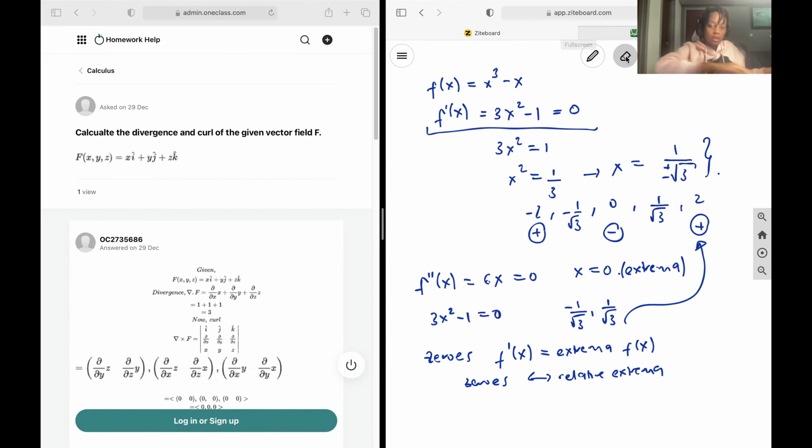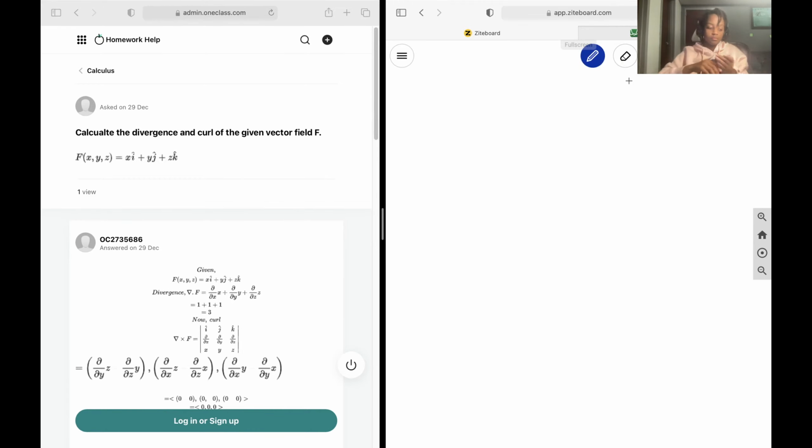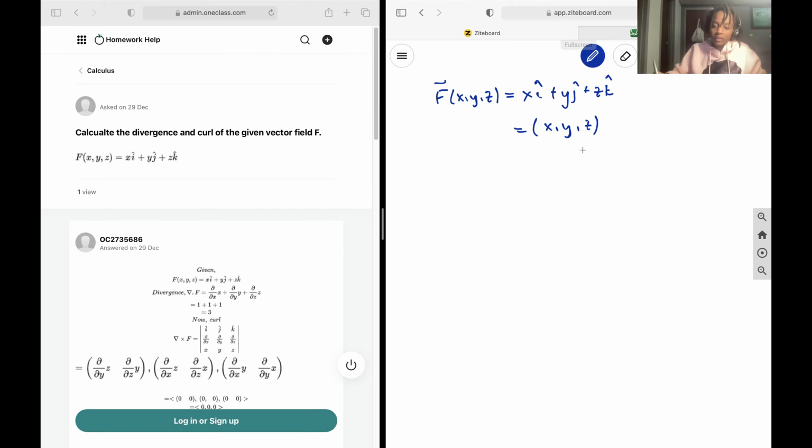Okay, next up, we will be finding the curl and divergence of the vector field given f. So we're just going to rewrite it. We're given the vector field is xi plus yj plus zk, okay? And this is the same thing as if you write it in vector form, x, y, z.